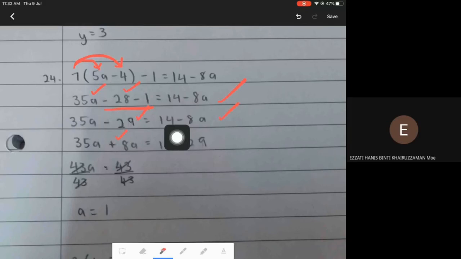Minus 8a, bring to the left, becomes plus 8a. And then minus 29, you bring to the right, becomes plus 29. Okay, correct. And then now 35 plus 8 is 43, equals 43 also. Okay, let's divide. You get a equals 1. Okay, good.